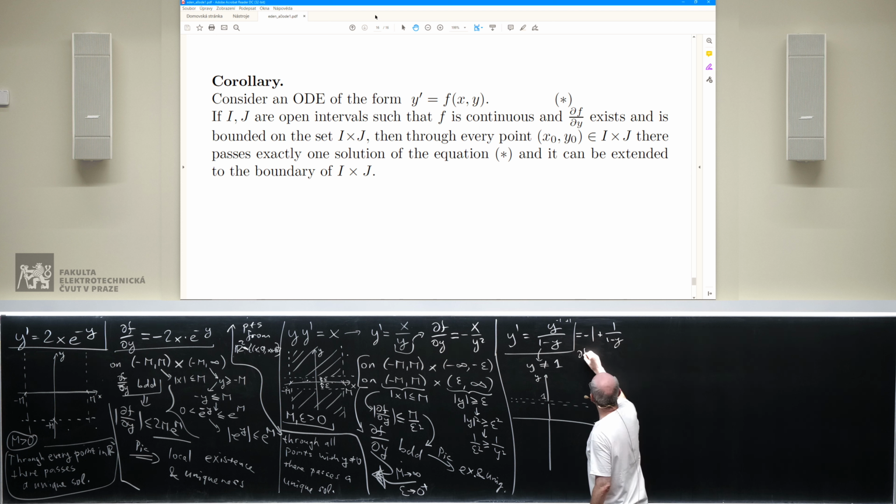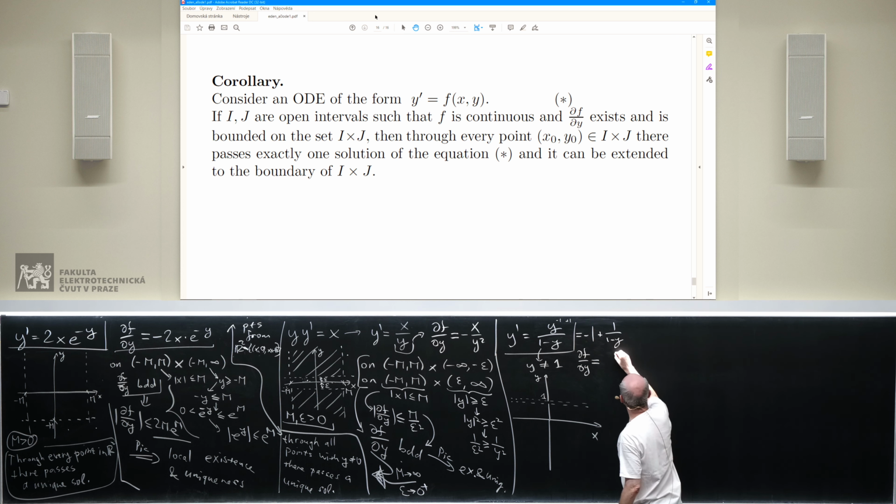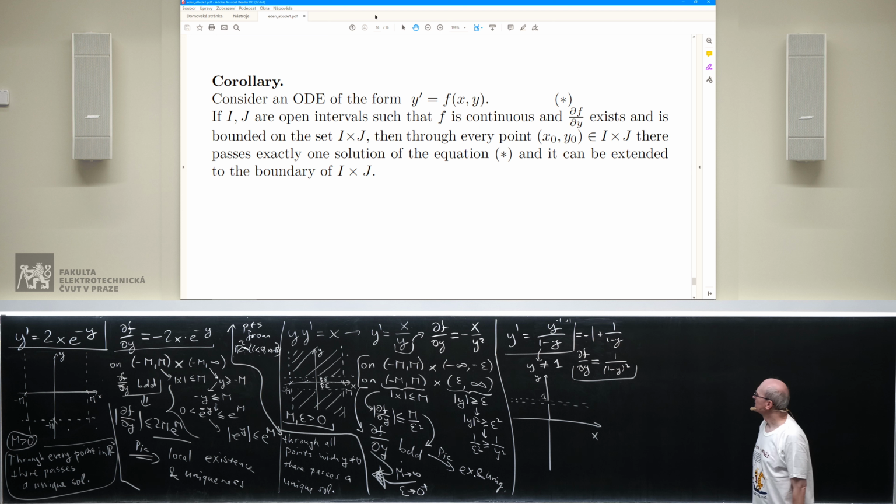And then when I take the derivative by y, this is actually fairly simple, because here I differentiate and I get 0. That's easy. And here I just use the chain rule. It's 1 over (1 minus y) squared. That's the partial derivative.